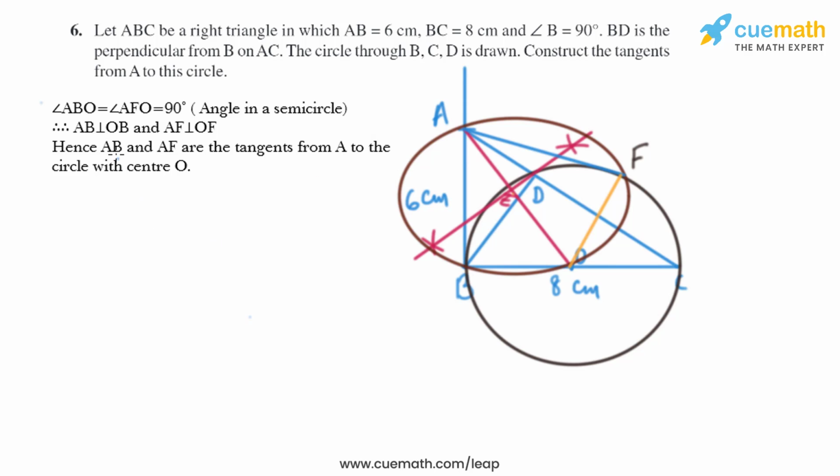Now let's do the justification of this construction. Angle ABO equals angle AFO equals 90 degrees. So we have got AB perpendicular to OB and AF perpendicular to OF. So we have got AB and AF as the tangents from A to the circle with center O. So AB and AF are the required tangents.